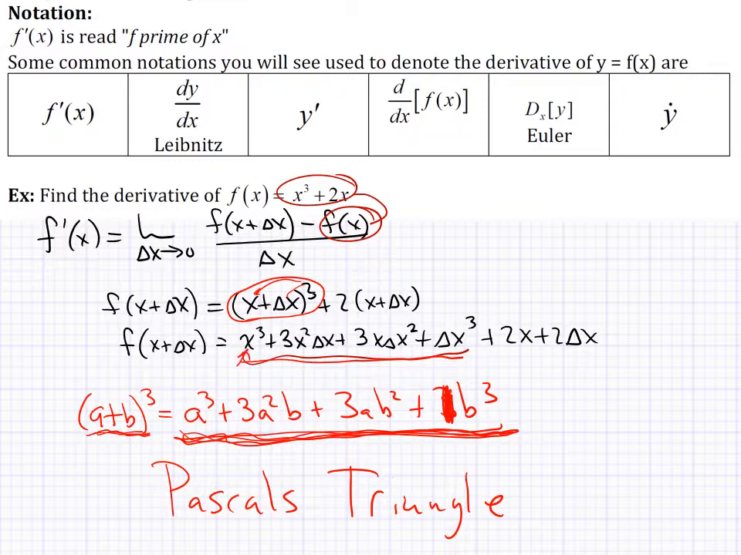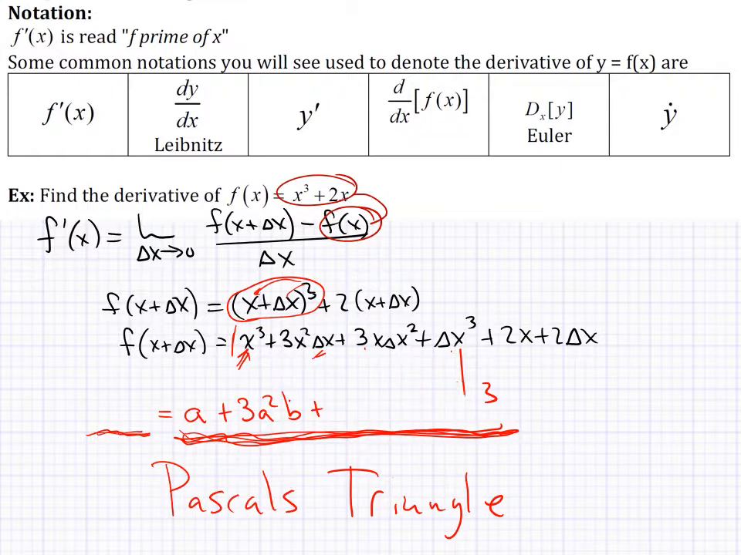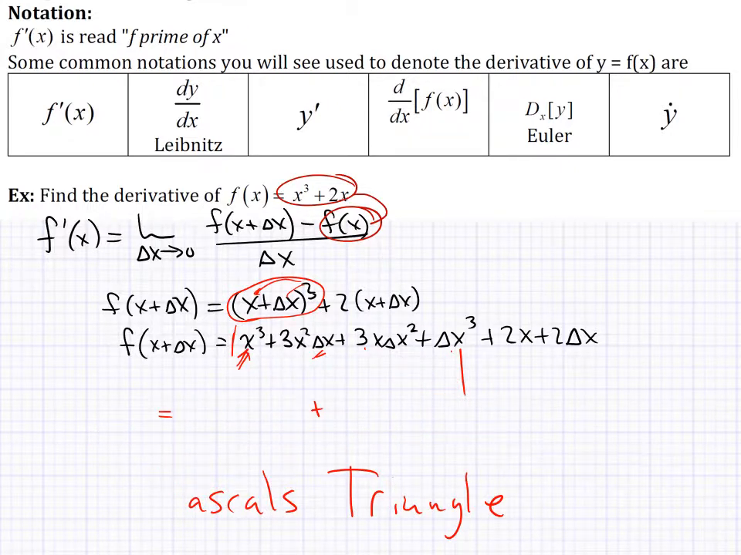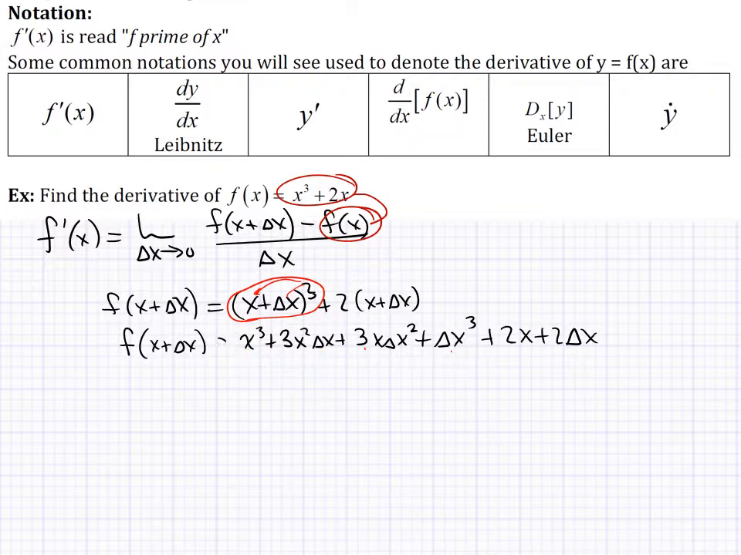A being x, b being delta x. So you see x cubed, x squared, x to the first. Then here you see delta x cubed, delta x squared, delta x to the first, which is exactly what's happening to b. You see a 1, a 3, a 3, a 1. The other option is just sit there and multiply out x plus delta x times x plus delta x times x plus delta x, which will take a long time and is really not preferable.